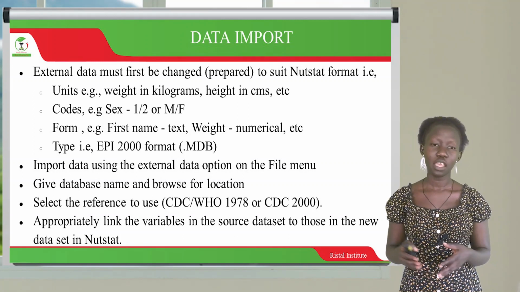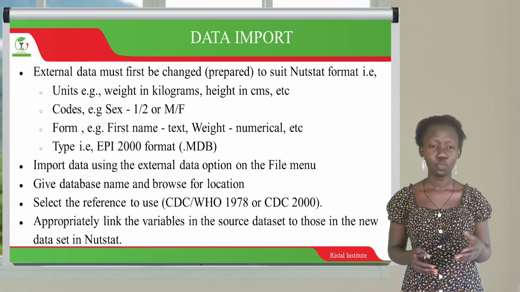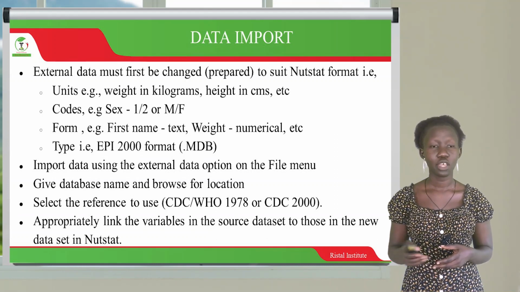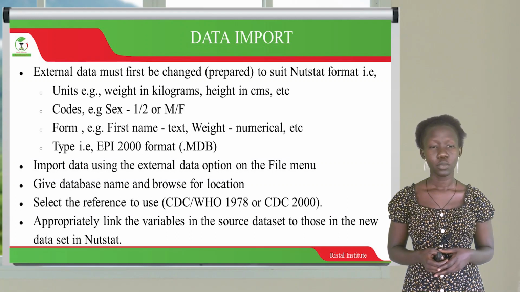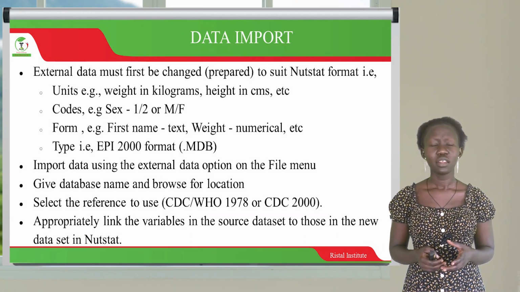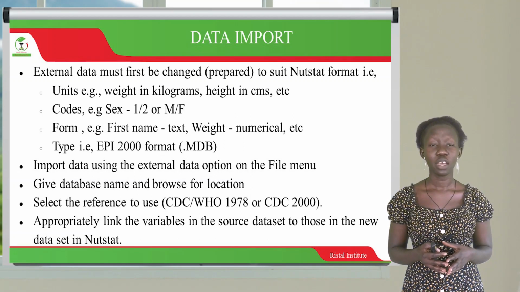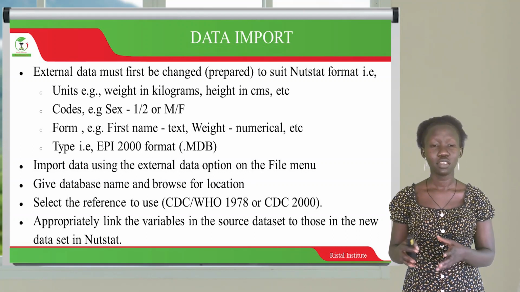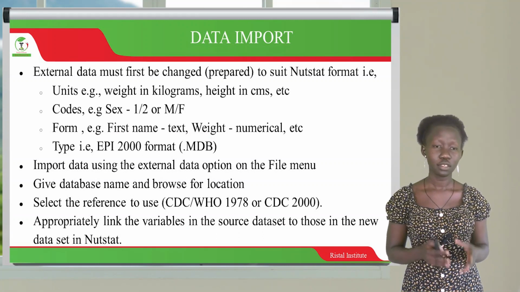Either you're going to use M and F for male and female, or you're going to use the number 1 or 2 to denote male and female. So you have to take that into consideration before you import data from an external source. And then the form: for example, the first name has to be text, the weight has to be numerical. Then we have also the type of the NUTSTAT format you're working with, for example, the 2000 format. If the data in the external source is in the 2000 format, then you have to import it in that same format.